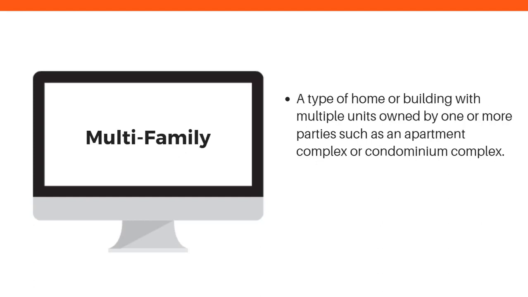Multifamily. This is a type of home or building with multiple units owned by one or more parties. So in other words, it's like an apartment complex or a condominium complex. It's a building where multiple people live at once. It's not like a single family house where it's just one single family living in the house. Instead, it's a multi-family property where there's probably 5, 10, 15, 20, 100 plus families all living on that one piece of property. So typically we see this with apartment buildings or those big, tall condominium towers.